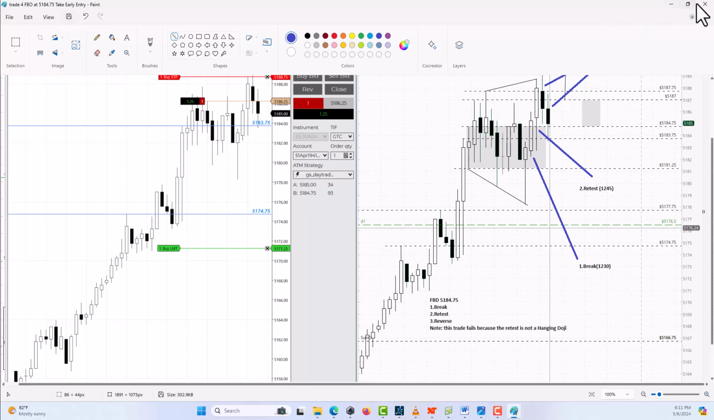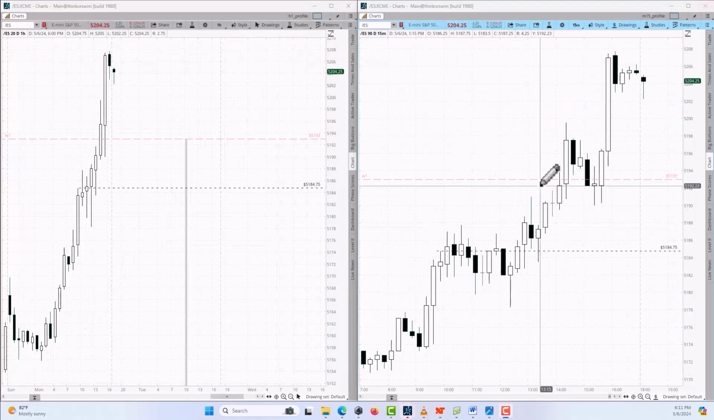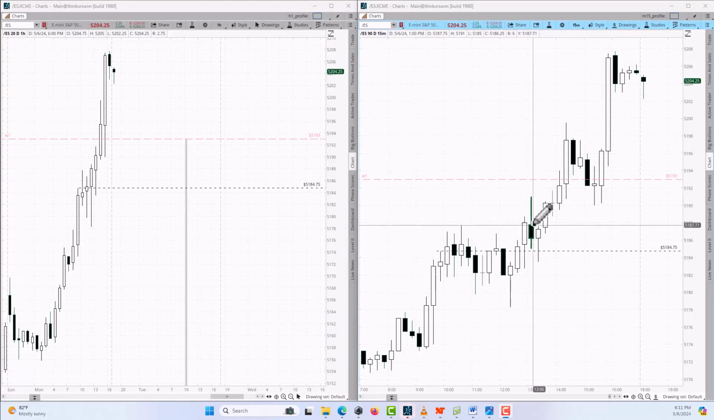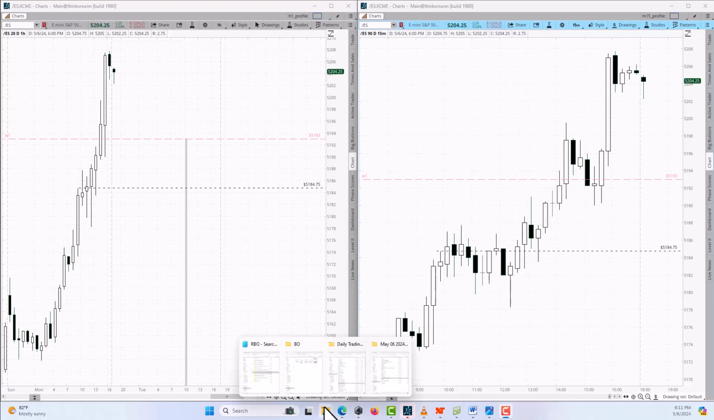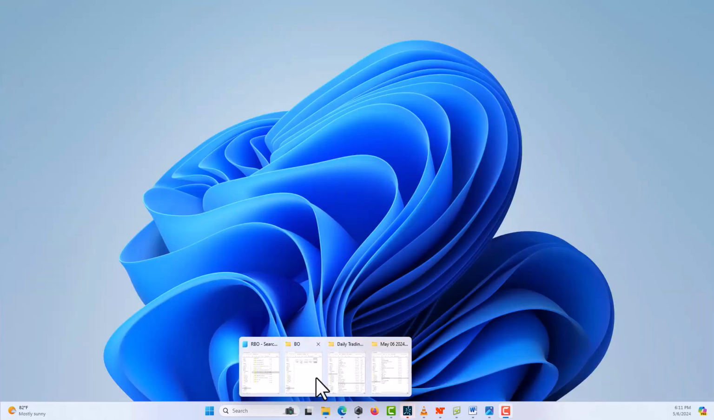Yep, so that's our trade number 4 right here. We traded short, got stopped out, lost 1 hour. Now let's see what trade number 3 we took, and then we can wrap up here.